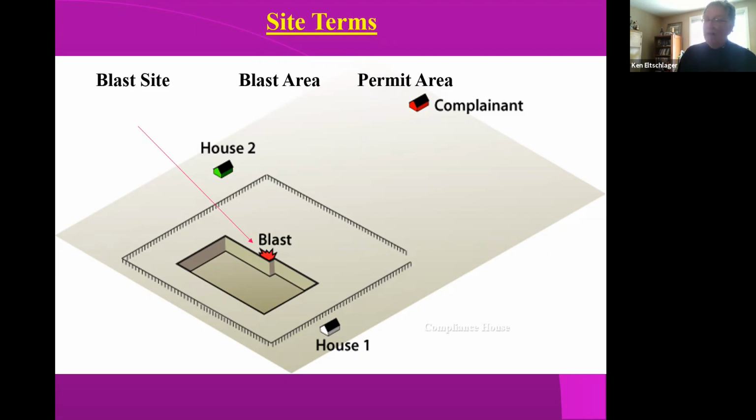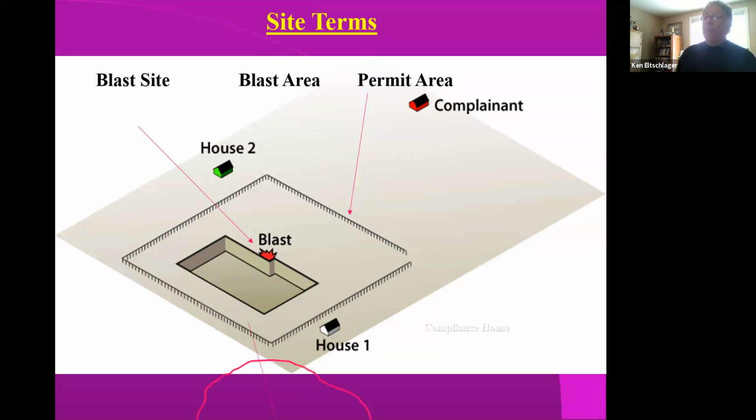The blast area or permit area is the same as the work area. It's the area in which none of the material from the mine is allowed to go beyond that area, and most importantly, from a fly rock standpoint.